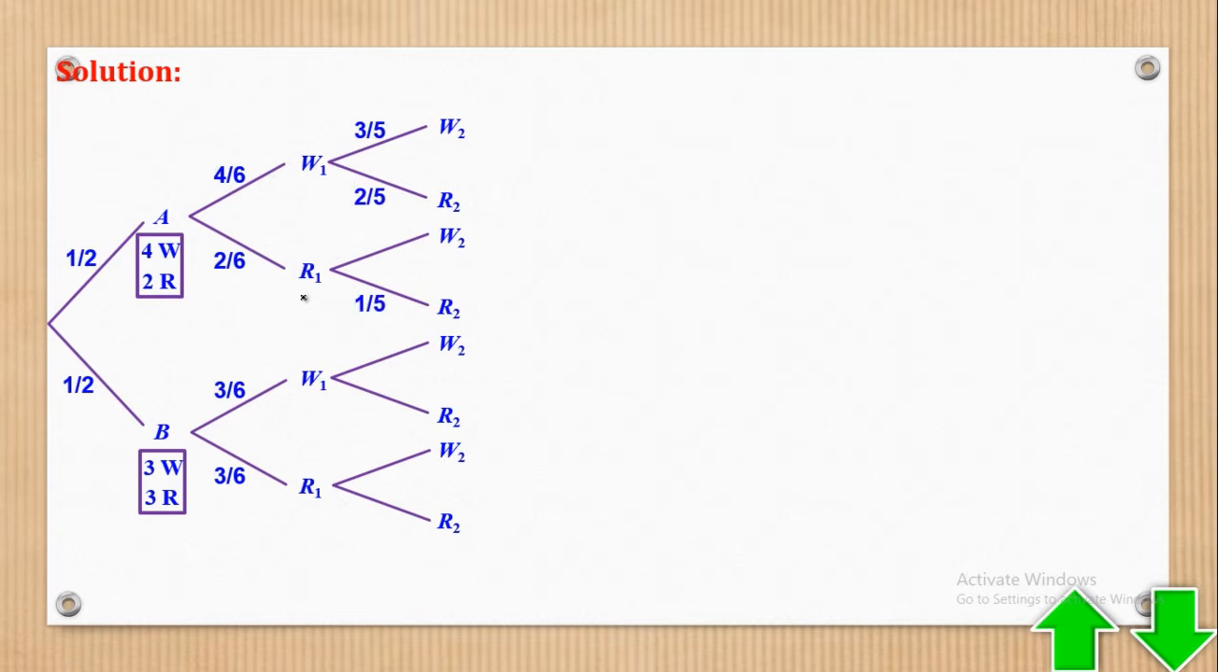Then here this reduces by 1, this reduces by 1 to give you 1 over 5, and the complement is 4 over 5. Then here this reduces by 1 and this reduces by 1 to give you 2 over 5, and the complement is 3 over 5. Then here this reduces by 1, this reduces by 1 to give you 2 over 5, and the complement is 3 over 5. So with that we can go and answer the questions.